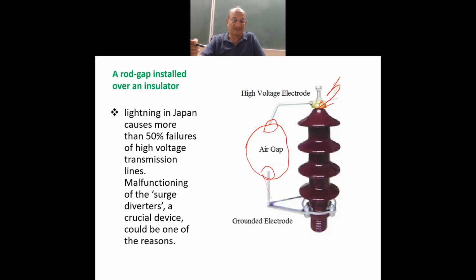A small statistic is given here. Lightning in Japan causes more than 50% of failures of high voltage transmission lines. This is a statistic available from Japan.